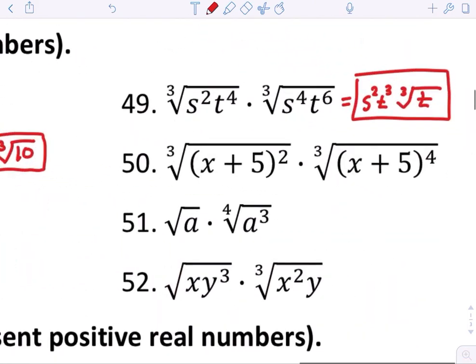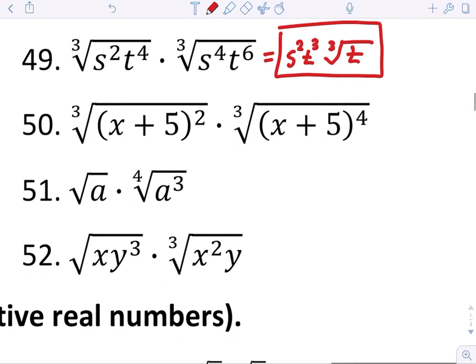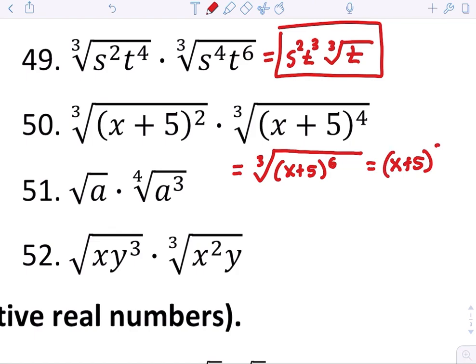We got 50. All right, cube root. Both of them are cube root, so we're gonna have cube root. Now multiply them, right? Okay, x plus 5 to the 2nd times x plus 5 to the 4th, which is x plus 5 to the 6th. Now, the 6th power, divide that by the root, right? So 6 divided by 3, which is 2. That means on the outside, we're going to have x plus 5, and there's 2 of them, to the second. No remainder. So it's x plus 5 to the 2nd power.